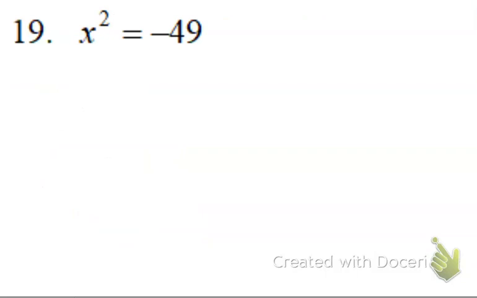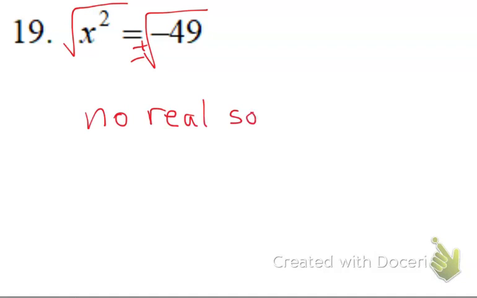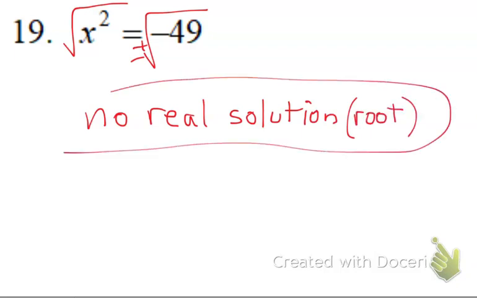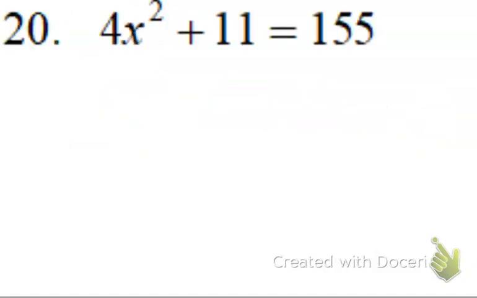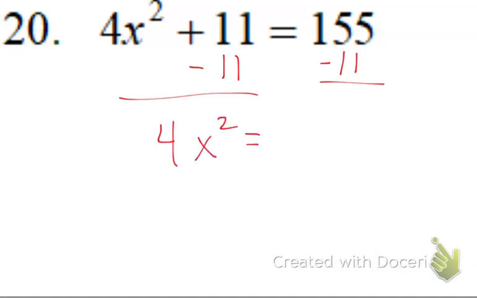This time the squared is already by itself, so let's square root. But when we try to take the square root of a negative number, we get no real solution, or no real root. So no real solution, or you can write no real root, whichever way you want to say that. When you get to algebra 2, you'll work more with those imaginary numbers. To get rid of plus 11, subtract 11. Get 4x squared equals 144. To get rid of multiplying by 4, divide by 4.